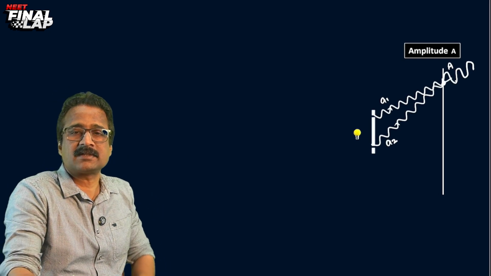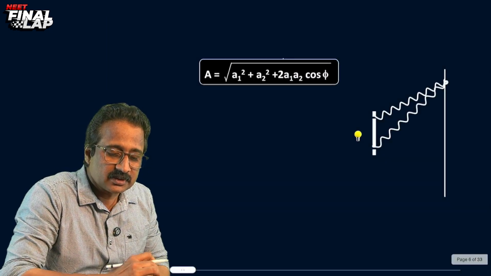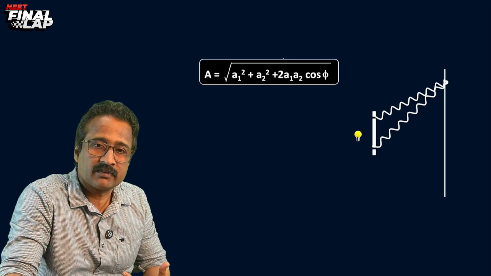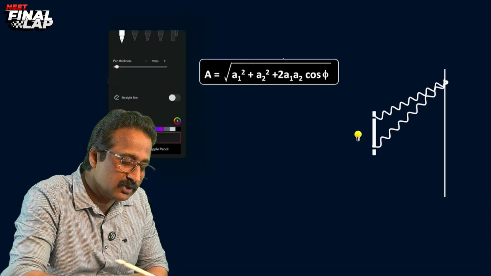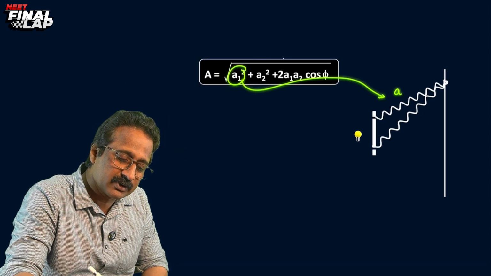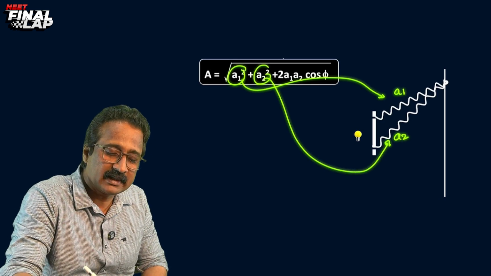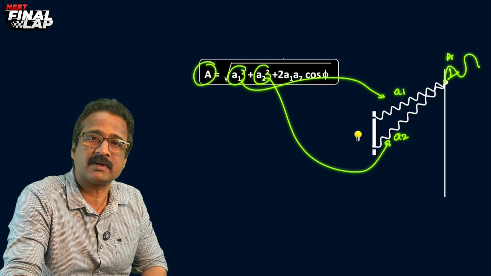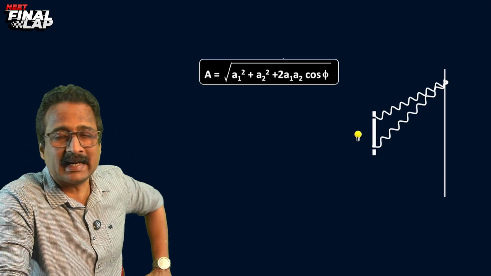Then there is a direct equation for capital A to find the resultant amplitude, which is written here. It is the root of A1 squared plus A2 squared plus 2 A1 A2 cos phi, where A1 and A2 are supposed to be the individual amplitudes. For example, A1 stands for the amplitude of this wave, and A2 stands for the amplitude of the second wave. And the resultant wave will be having a certain amplitude capital A, which is given by this expression. So this is how we calculate the resultant amplitude at any point.